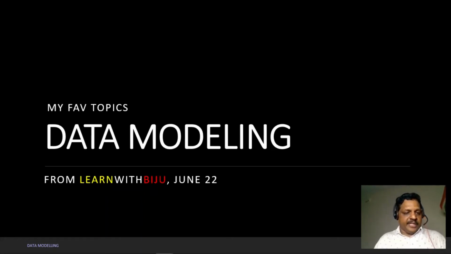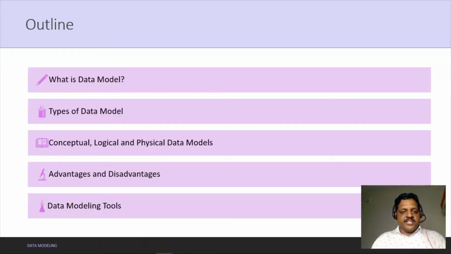In my 5 topics, I am going to discuss data modeling. In this session, let's see what is a data model, what are the types of data model, what is conceptual data model, logical data model, and physical data model, how are they being used, then advantages and disadvantages of a data model, then some of the tools being used for data modeling. So, first question, what is a data model?